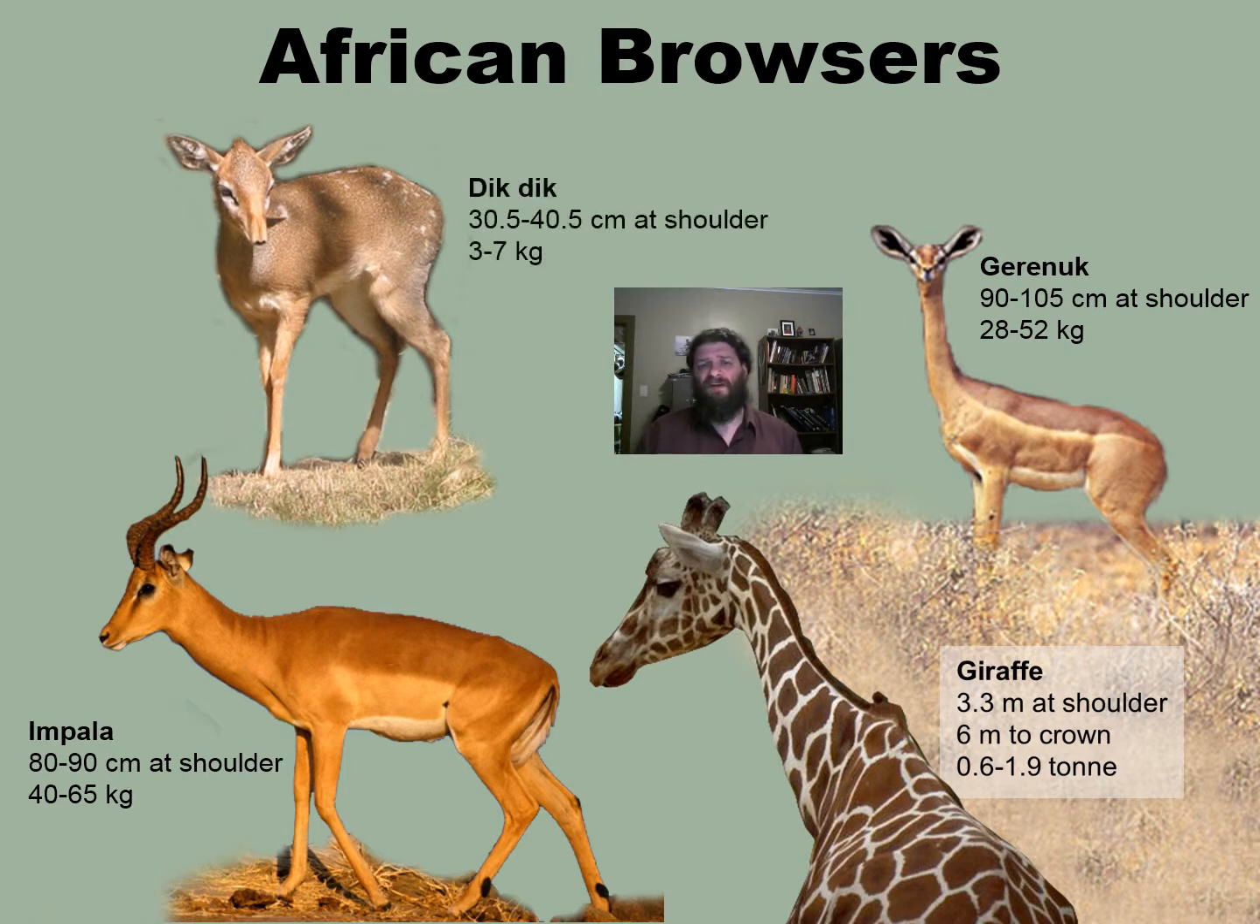We compare that with the dik-dik. They're tiny. They're only like a foot tall. They weigh like 6, 7 pounds at the most. And so because of the different sizes and different adaptations that they have, they're exploiting the environment in different ways and are in less competition.